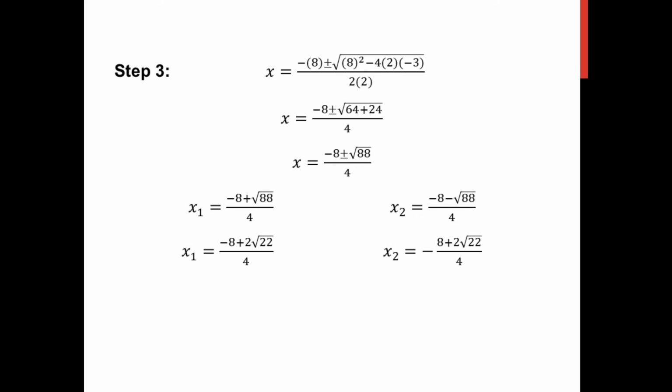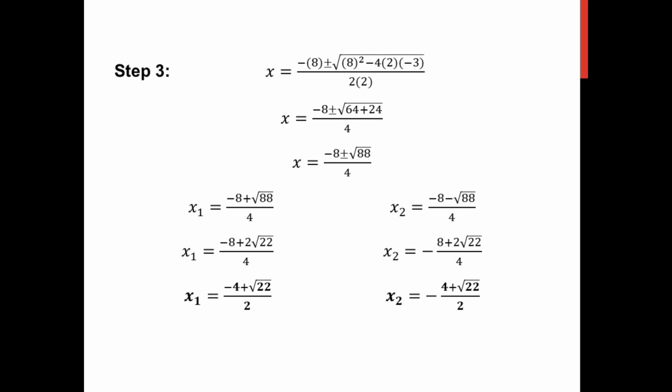So we have here 2 square root of 22, since in 88 we have 4 times 22. So the square root of 4 is 2, that is why we put 2 outside the radical sign. So we have 2 square root of 22.